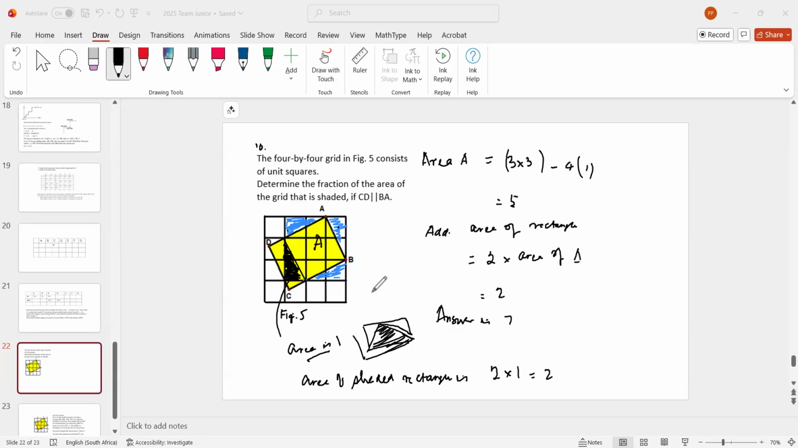Because we've split it up in 2 parts. One is the area of a square, which is 5, and then the area of the rectangle, which is 2. And to add the 2 areas, the answer is 7. So that, people, brings to a conclusion the 2025 junior team competition paper, which had 10 questions. And we have just concluded question 10. That takes care of the solutions to this paper. Thank you very much for listening.